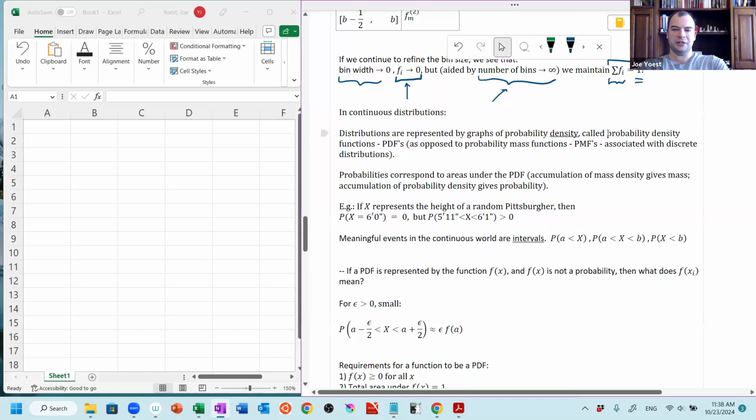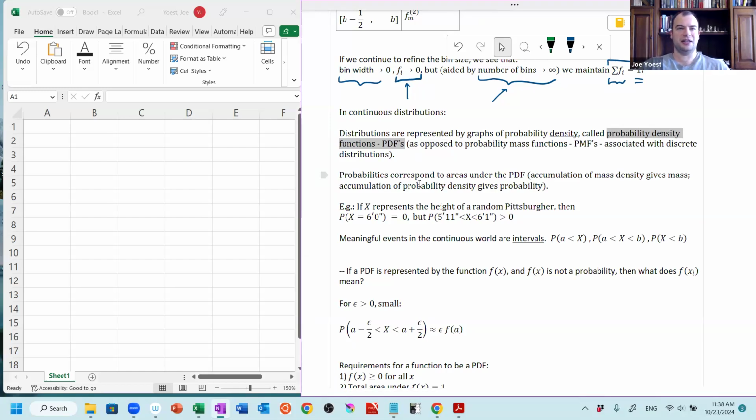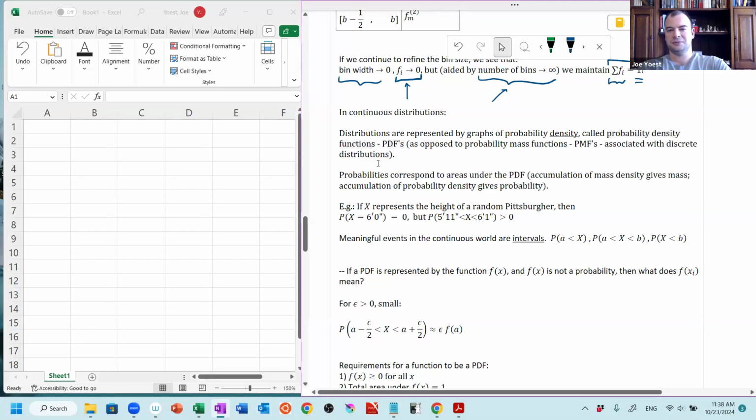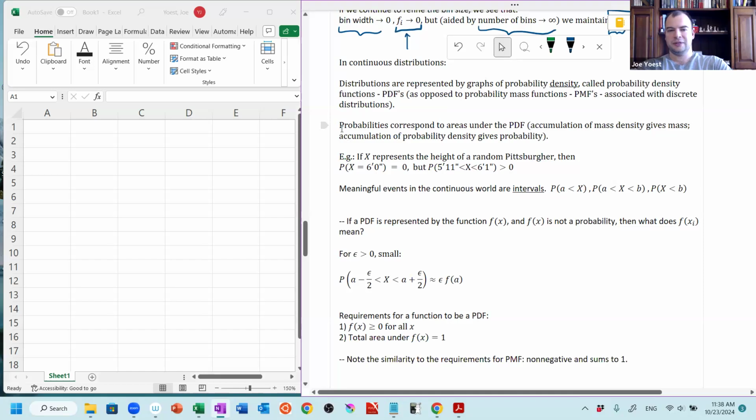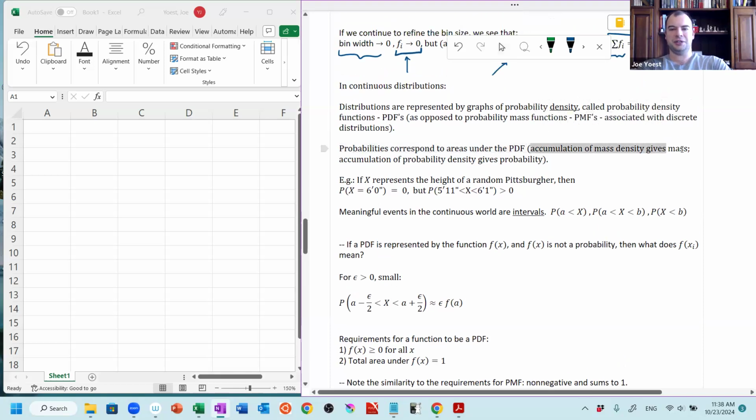PDFs, probability density functions, are pictures, or algebraic functions, that correspond to densities, that correspond to kind of like smears of mass across location. And then probabilities or masses correspond to areas under the PDF. In other words, the accumulation of a mass density gives mass.